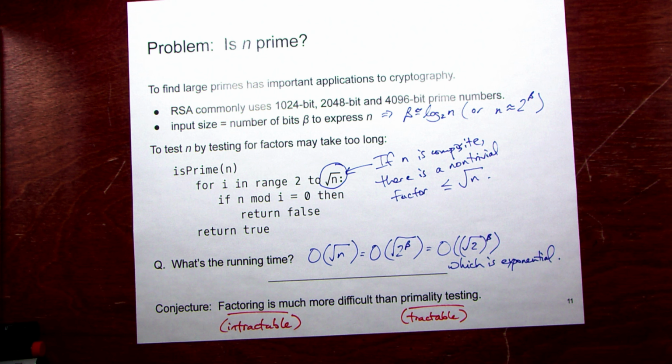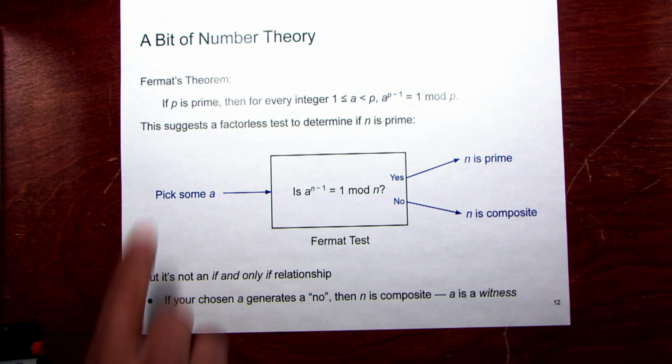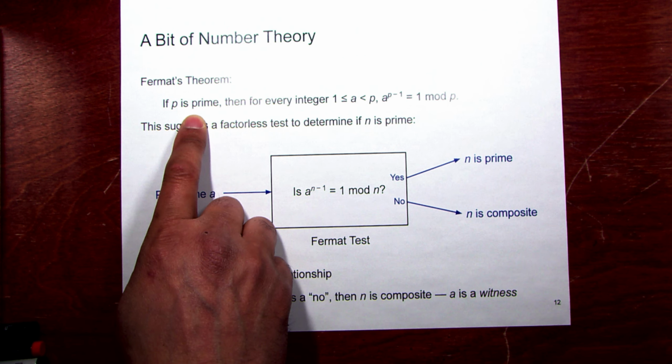Okay, so what do we do? Well, somebody referenced some work of Fermat. Fermat's got his name on a bunch of things, and one of the most famous is Fermat's little theorem.